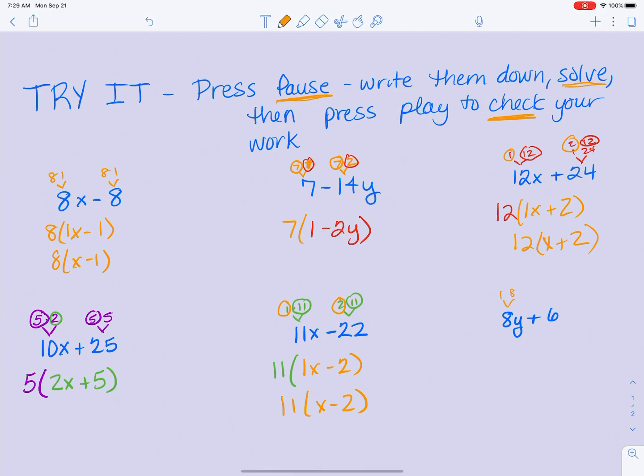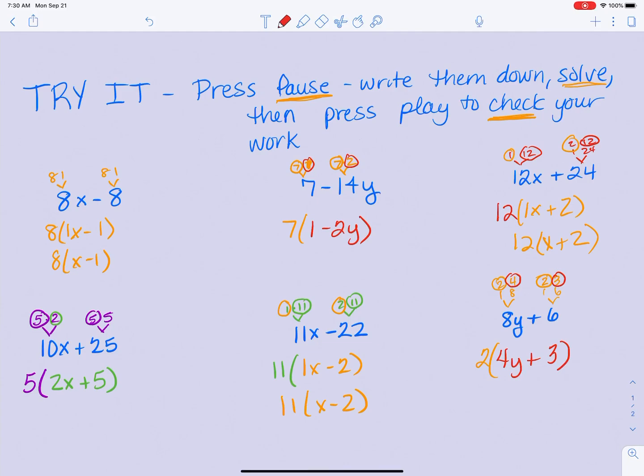1 and 8, 1 and 6, 2 and 4, 2 and 3. I know that I'm done there because there's not any more in between them. So I see they both have 2 here. So I'll bring out the 2. And then the factors that are left are 4 with the y and a 3 with the positive. So this final answer is right there.